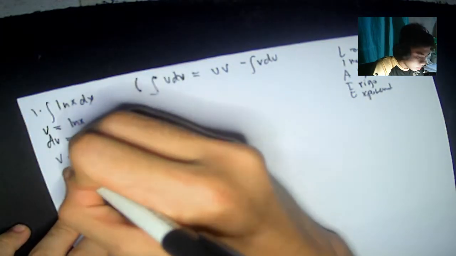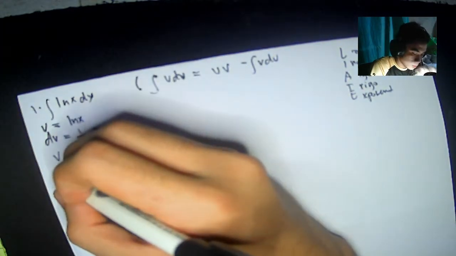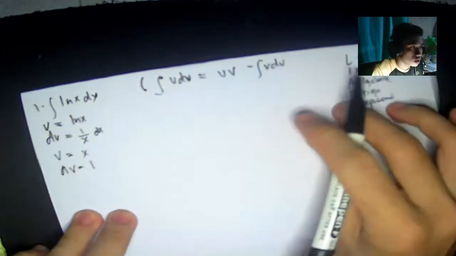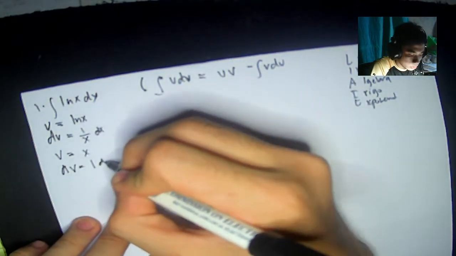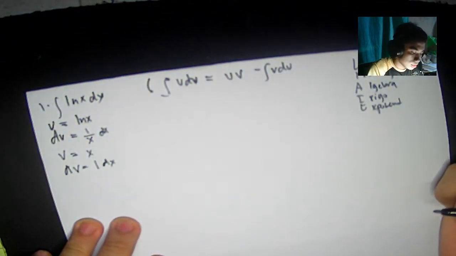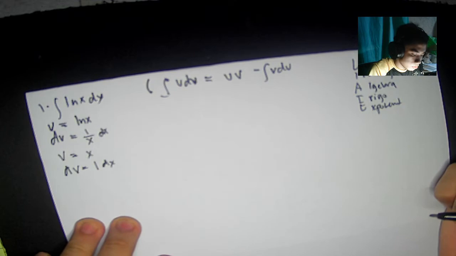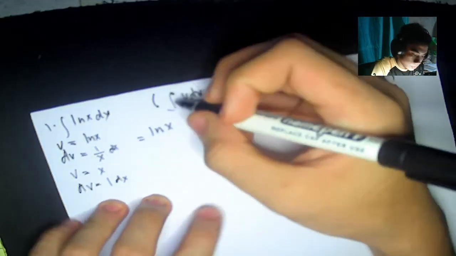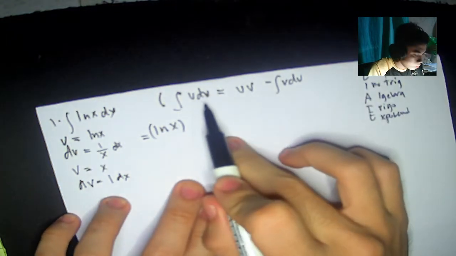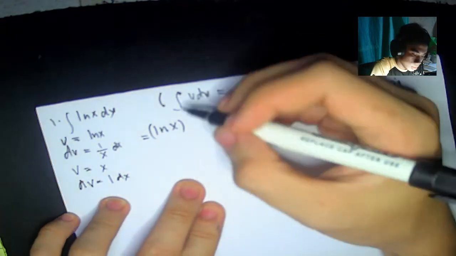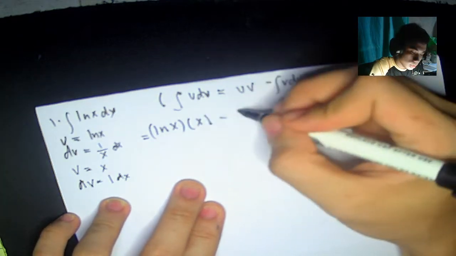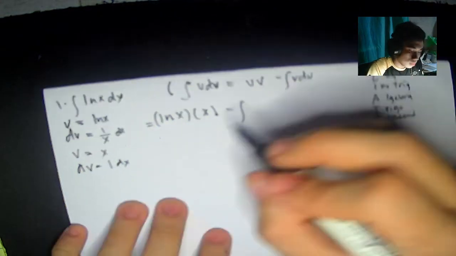So v equals x. That's our x. V is our second priority here, so du dv is equals 1. Let's just put the x here to indicate that the dv is from v. So you have ln x times x minus what? uv. Just multiply the both.